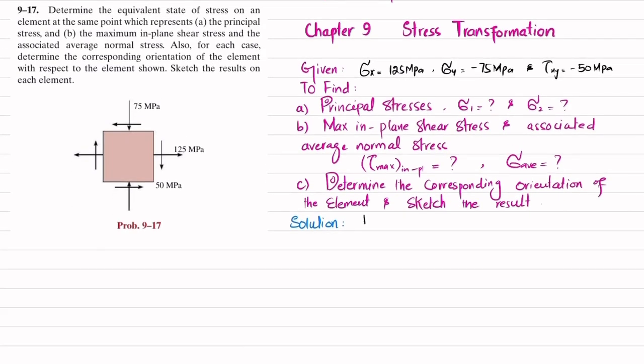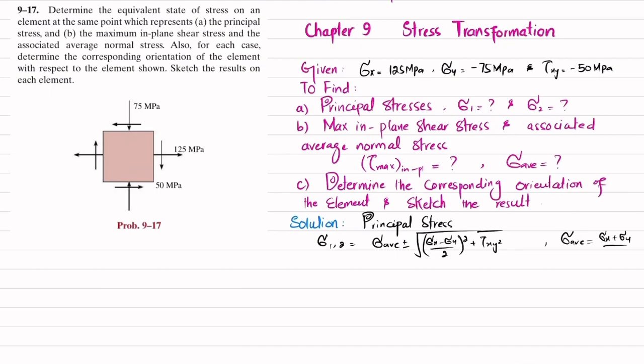So for principal stresses, we know that principal stresses is equal to sigma 1 comma 2, that is equal to sigma average plus minus square root of sigma x minus sigma y divided by 2 whole square plus tau of xy square, and sigma average is actually equal to sigma x plus sigma y divided by 2.